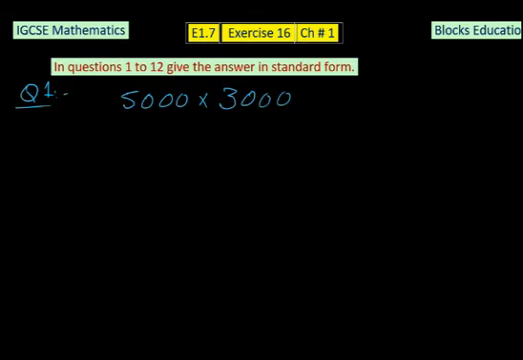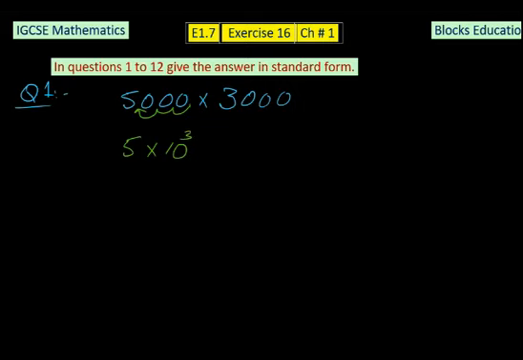It says in questions 1 to 12 give the answer in standard form. So in question number 1 we are given 5000 times 3000, so we have to convert them into standard form. So let's convert 5000 into standard form. The decimal, we know, is at the end, so we have to move it to the left how many places? 1, 2, 3, because in standard form the decimal should be after one digit. So it has moved 3 places toward the left. Left means 10 raised to a positive power, so it is 5 times 10 raised to power 3.